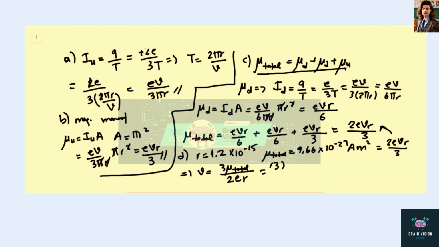Then 3 times 9.66 times 10 to the power of negative 27 divided by 2, e being 1.6 times 10 to the power of negative 19 coulombs, times the radius that is given to us, 1.2 times 10 to the power of negative 15. Then the final answer that we have for the speed of the quarks is 7.55 times 10 to the power of 7 meters per second.